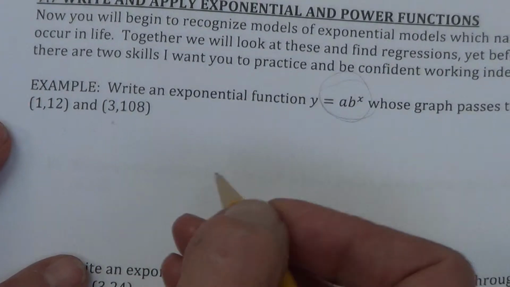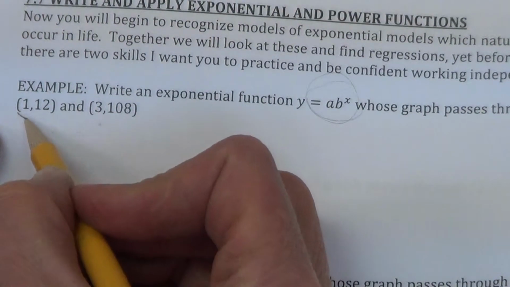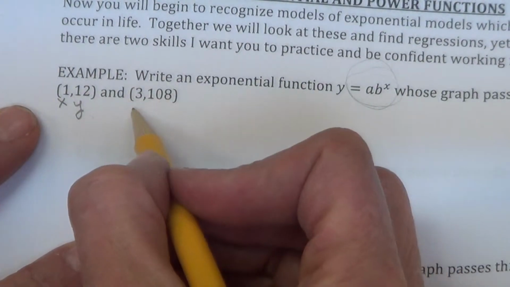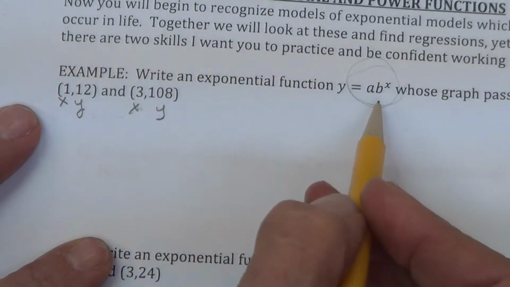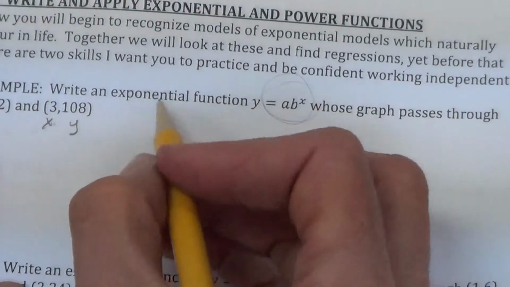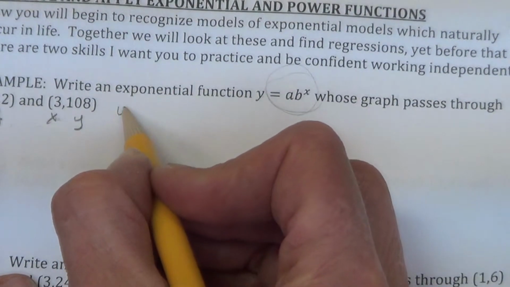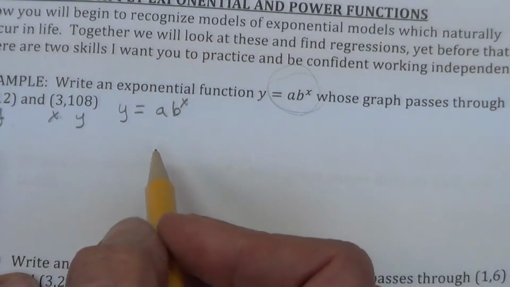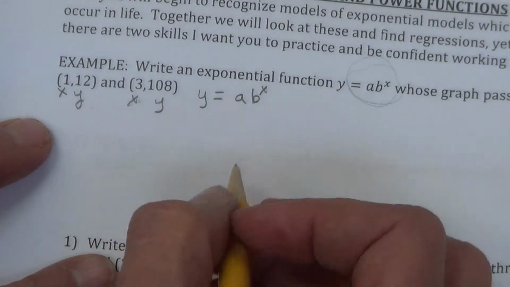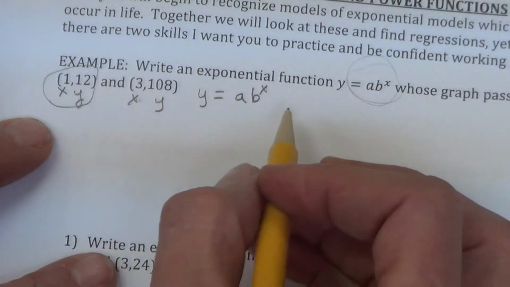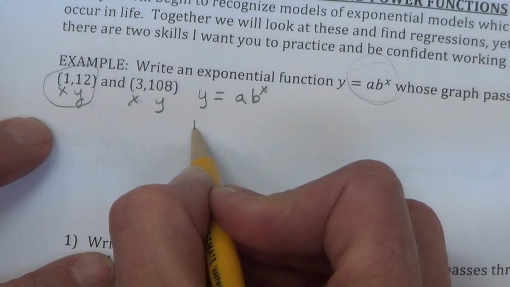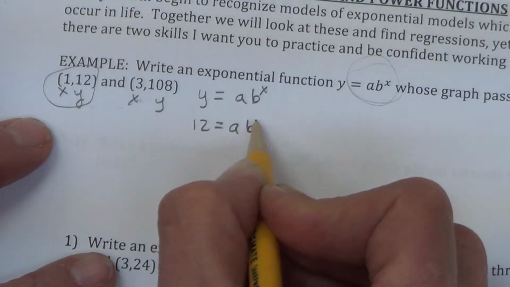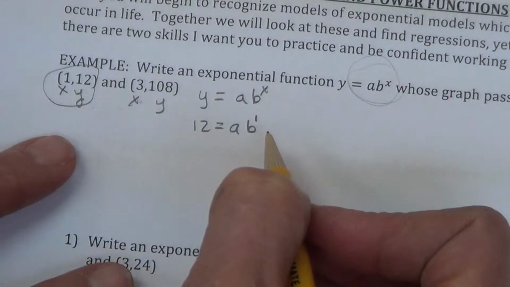the first thing that you would do is plug your x and your y values into this equation. Okay, so we have y equals ab to the x. Now plug in your x value. Let's say we choose this point first. We'll plug in our y and our x value, so we have 12 equals a b to the first. Okay?